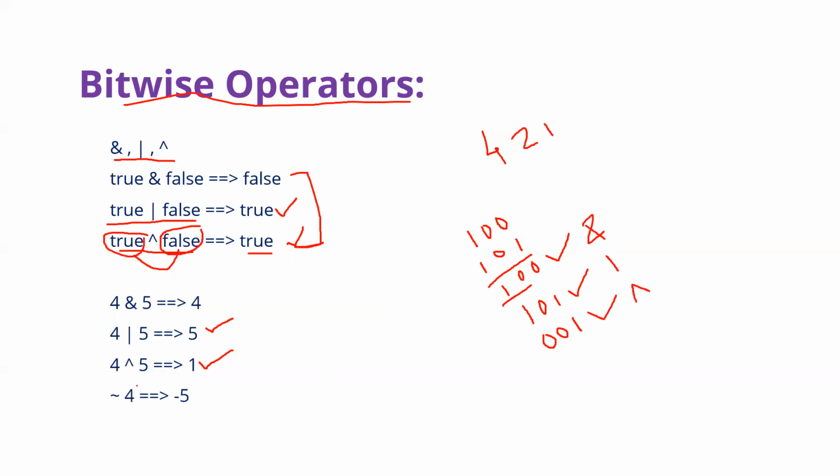And now, whenever you are performing negation, you need to remember a formula: negation of x equals minus x plus 1, which is nothing but minus of 4 plus 1, which is nothing but minus 5. In this way, minus of x plus 1 is 4 plus 1, which is nothing but minus 5 as the result.